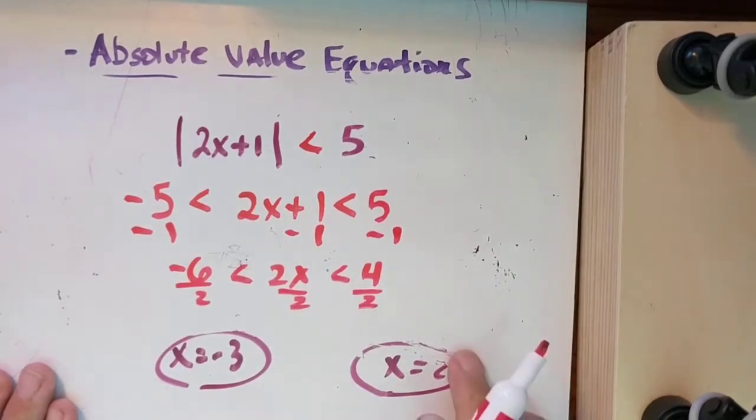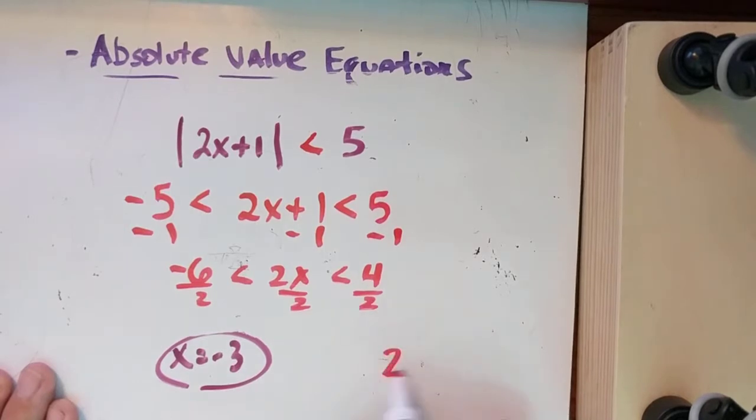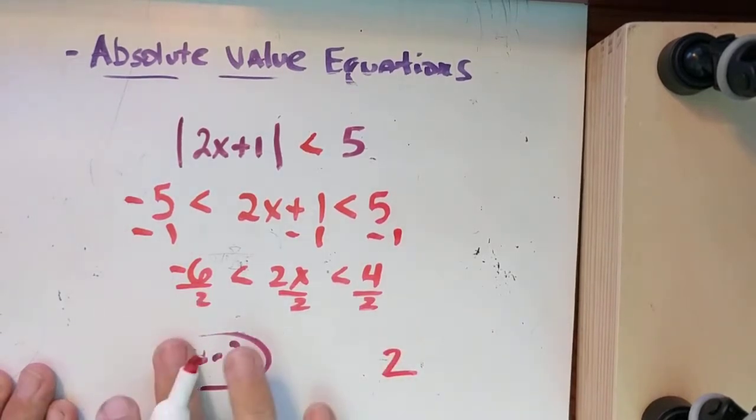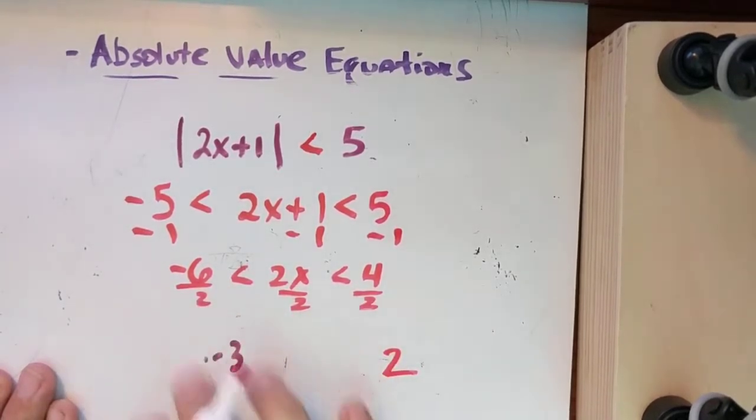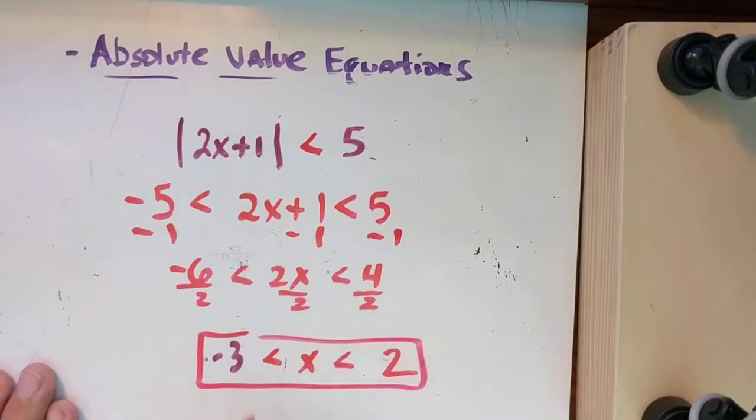And then you could say, well, 2 is on the right side, negative 3 is on the left side, and x is between these numbers. So again, this is set builder notation. In interval notation, you'd use parentheses and say the open interval from negative 3 to positive 2, not including the endpoints.